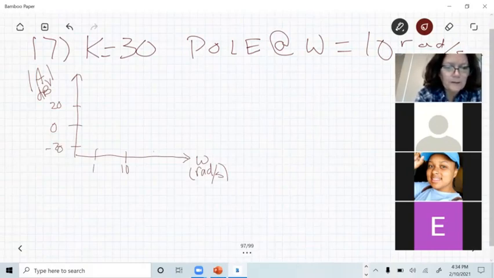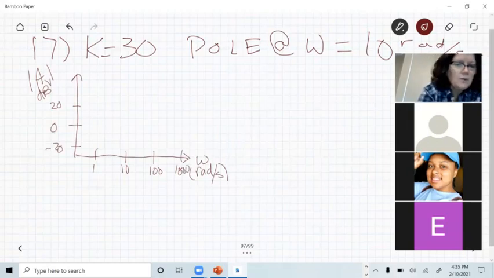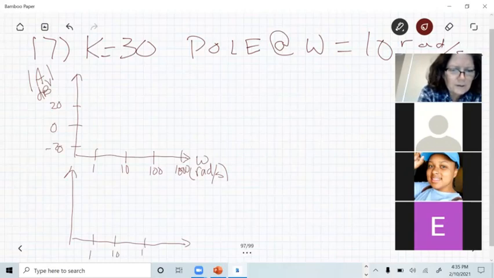Linear, that's 1. This is 100. This is 1,000, or a kiloradian per second. Okay, we're going to have a phase graph. We're going to have to do that one too. We're just going to plop this underneath it: 1, 10, 100, and 1,000. These are all drawn. And this is still omega, and this is phi in degrees.